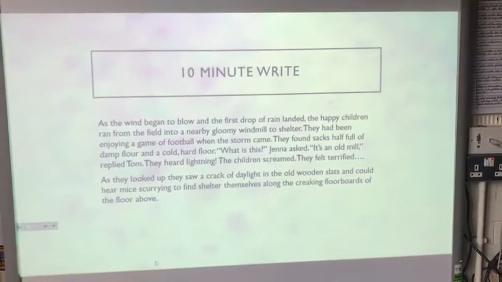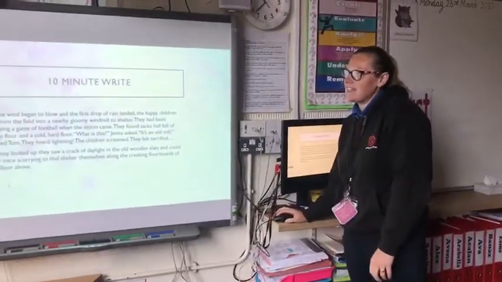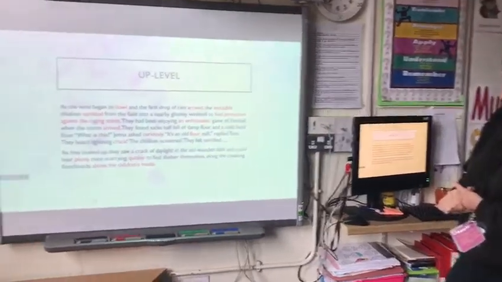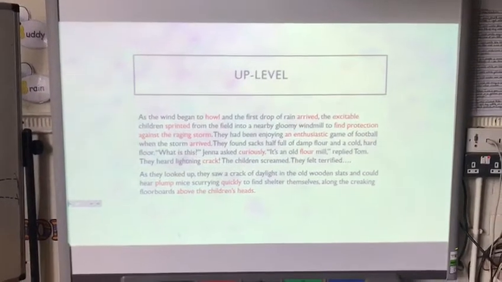So after I'd done my writing, I went back and read through it, just like we would do in a normal literacy lesson, and I decided to up-level and edit. And in red, you can see the words that I have changed and up-leveled and extra things I've added to make my story more exciting.